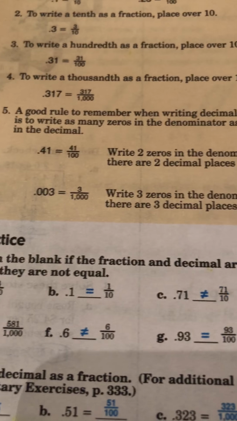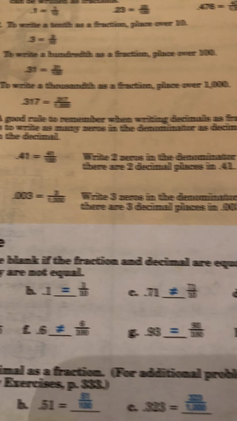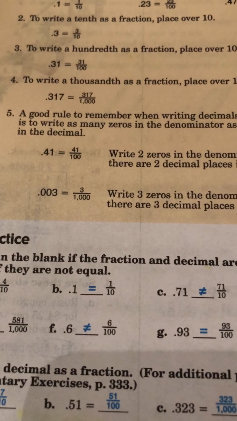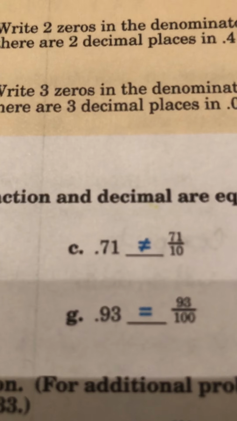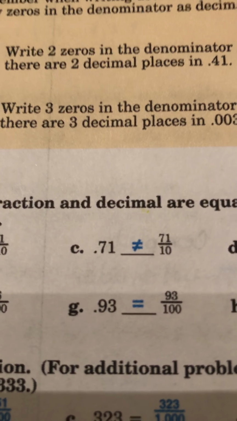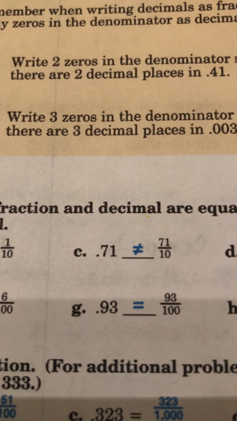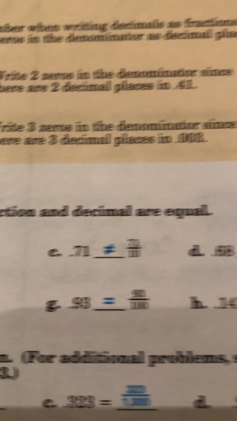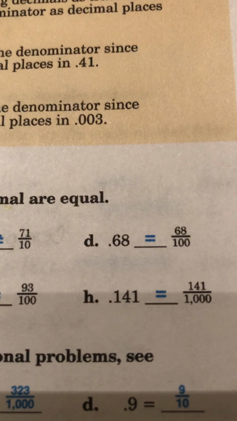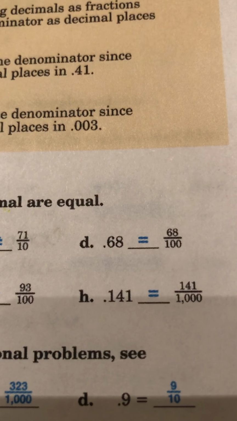Remember, your rule, a good rule to remember when writing decimals as fractions, is to write as many zeros in the denominator as decimal places in the decimal. So here you have 2 decimal places, but you only have 1 zero. So that's why you know that's incorrect. That should be 71 over 100. Okay, 0.68 is equal to 68 over 100. Yes.